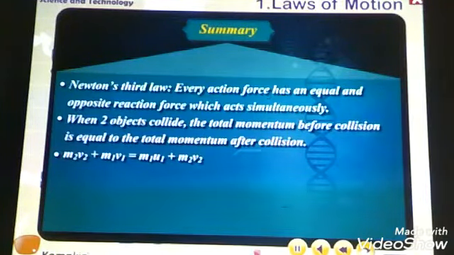Newton's third law of motion: every action force has an equal and opposite reaction force which acts simultaneously. When two objects collide, the total momentum before collision is equal to the total momentum after collision. Therefore, m1u1 plus m2u2 is equal to m1v1 plus m2v2.